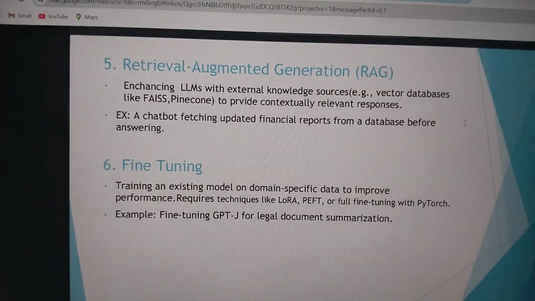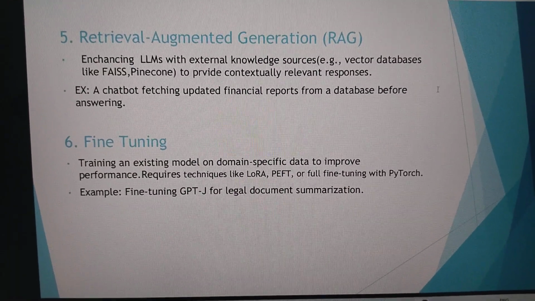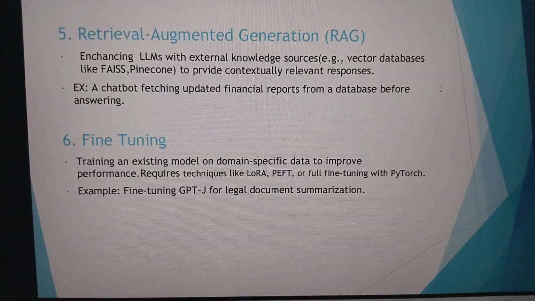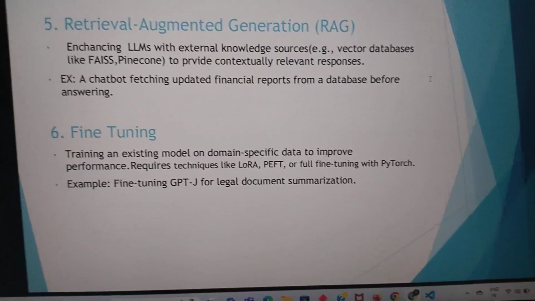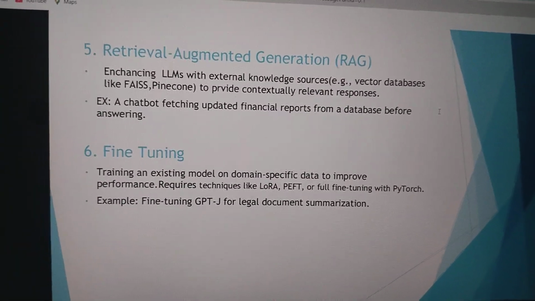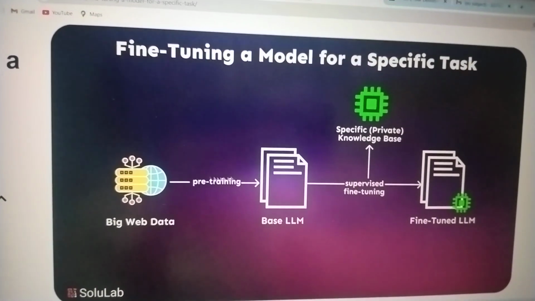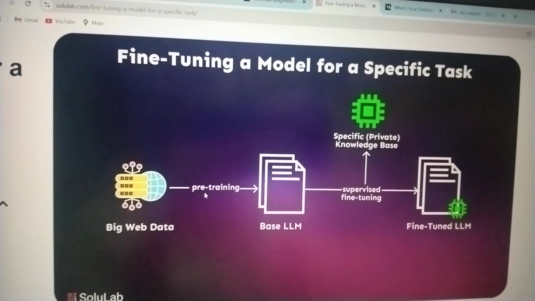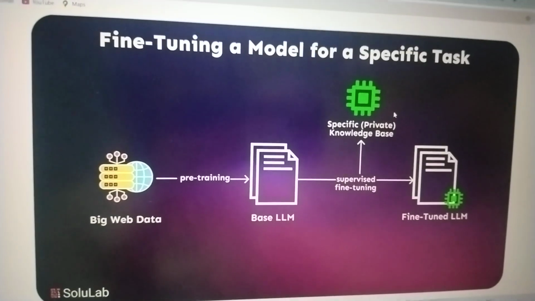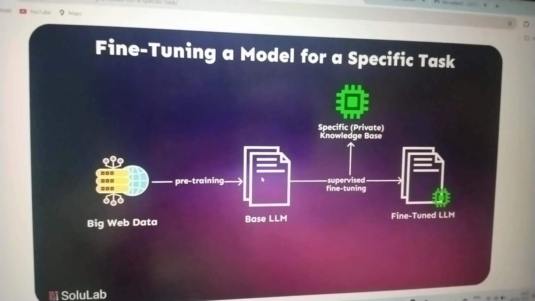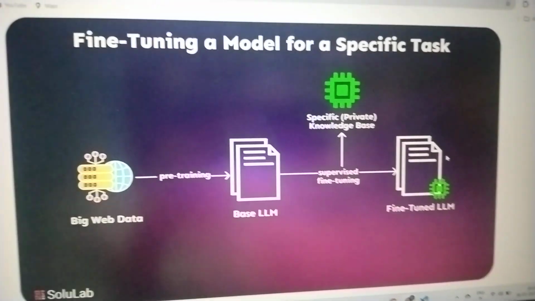Coming to the sixth type, it is fine tuning: training an existing model on domain specific data to improve performance. It requires techniques like fine tuning with PyTorch. Fine tuning a model means giving a database to a base LLM is pre training, and giving a private, specific knowledge database to this base LLM is fine tuning, and thus it will turn into a fine tuned LLM.